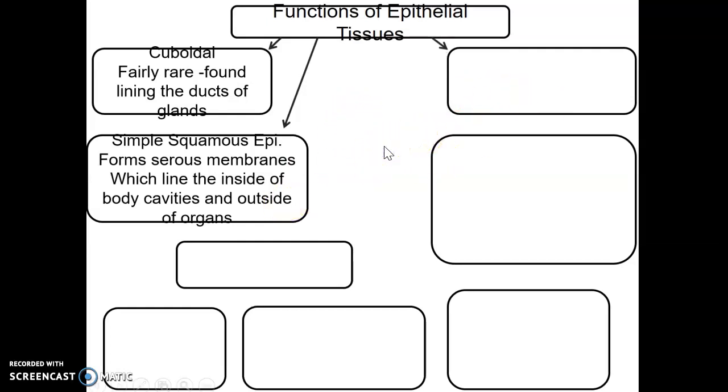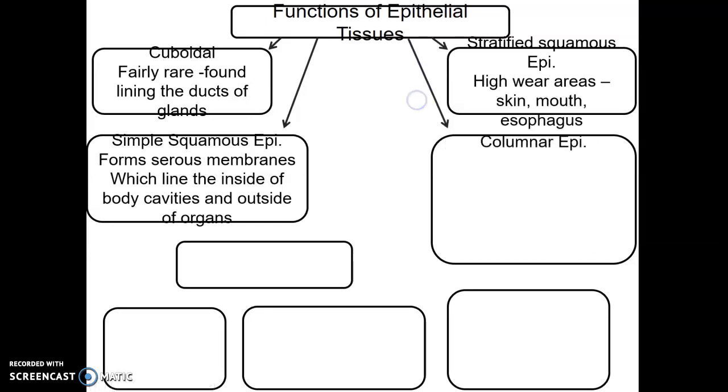Now, let's see what else we have. Up here we have stratified squamous epithelial. Don't ask me why these aren't fitting the little boxes. I'm doing this on a new computer, and I think it just doesn't like it very well. But anyhow, stratified tells us same as this, except now we have different layers. So there are multiple layers of the squamous tissue. We're still going to be flattened, but there are going to be a lot more of them.